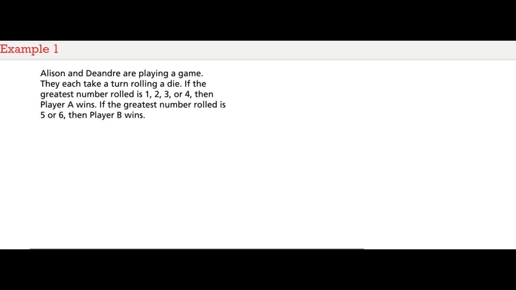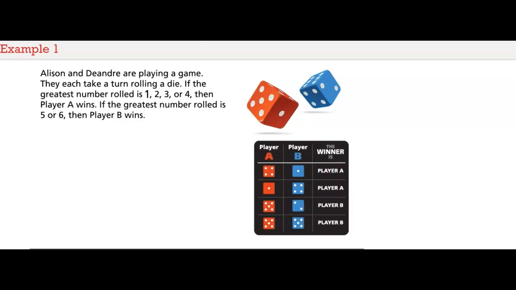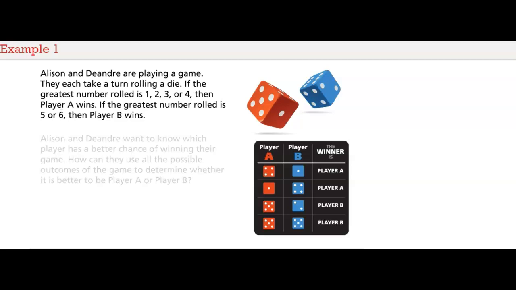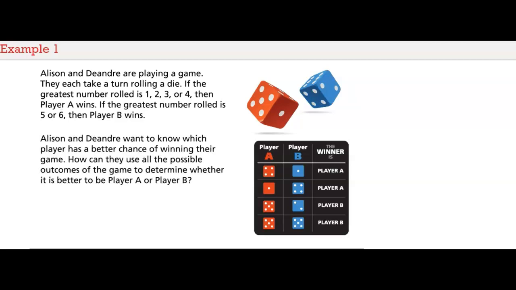Allison and Deandra are playing a game. They each take a turn at rolling a die. If the greatest number rolled is 1, 2, 3, or 4, then player A wins. If the greatest number rolled is 5 or 6, then player B wins. Allison and Deandra want to know which player has a better chance of winning their game. How can they use all the possible outcomes of the game to determine whether it is better to be player A or player B?